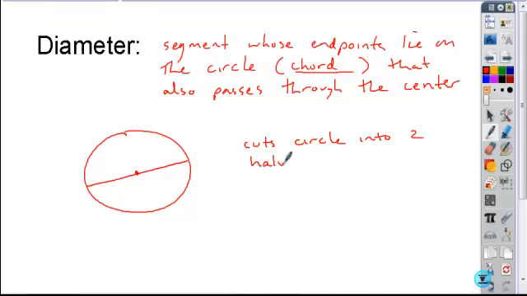And each of these halves is called a semicircle. Okay, so a semicircle can be defined in a couple different ways. Just one way to think of it is half of a circle. Okay, but this doesn't really give much in terms of the description of it.